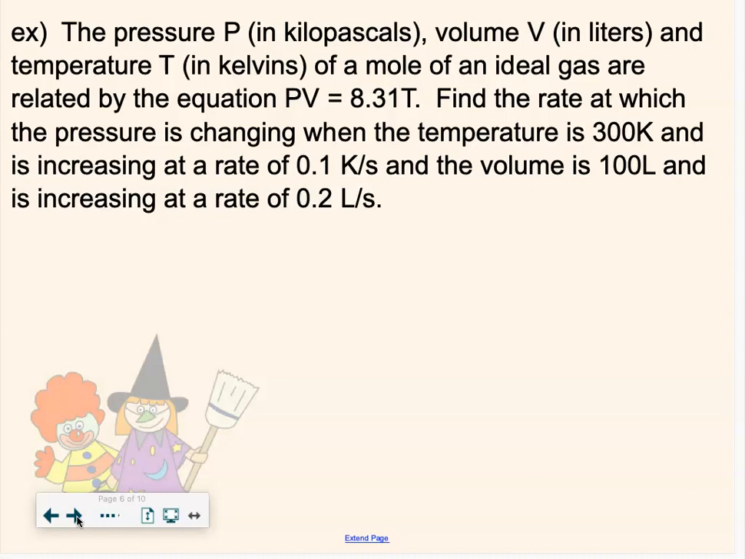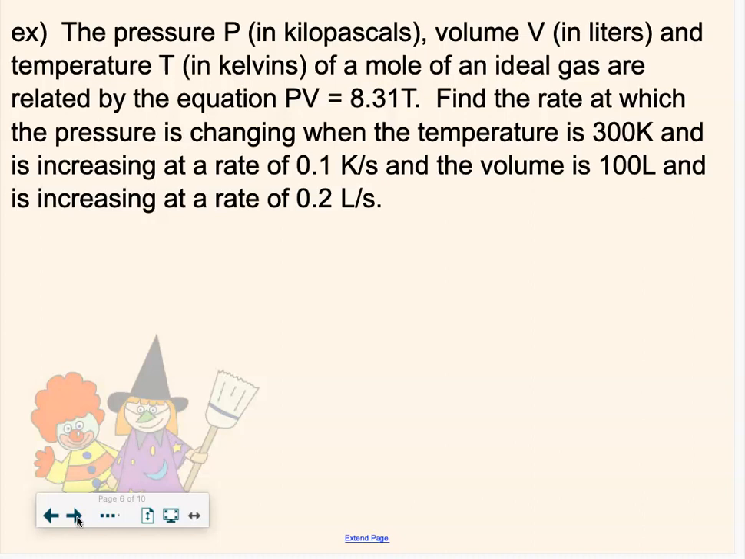Okay. So anyway, we're not talking about those kind of moles. We're talking about moles of an ideal gas. All right. So the pressure, volume, and temperature are related by the equation PV equals 8.31 T. Find the rate at which the pressure is changing when the temperature is 300 kelvin and is increasing at a rate of 0.1 kelvins per second, and the volume is 100 liters and is increasing at a rate of 0.2 liters per second. Total related rates question.